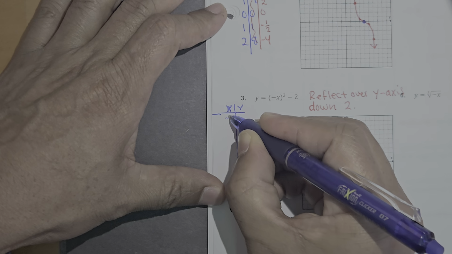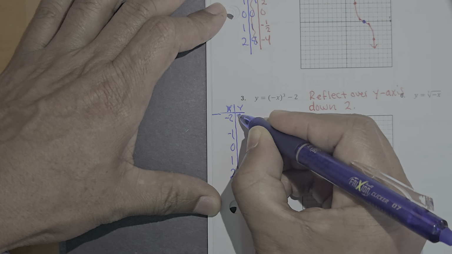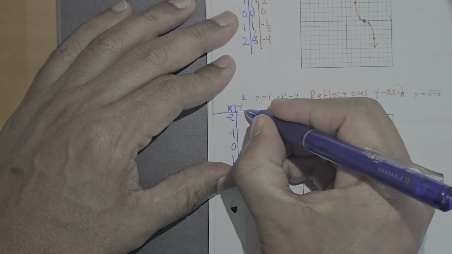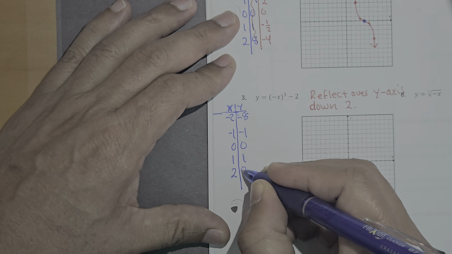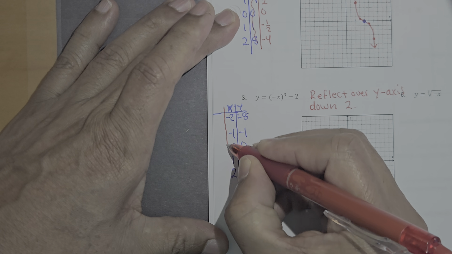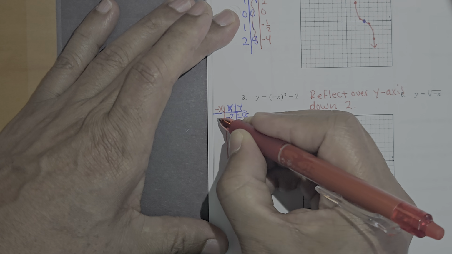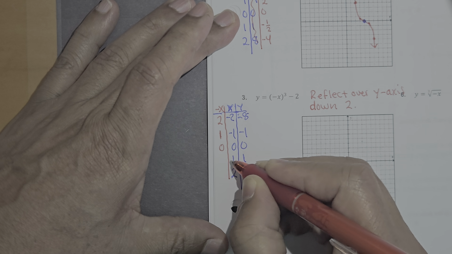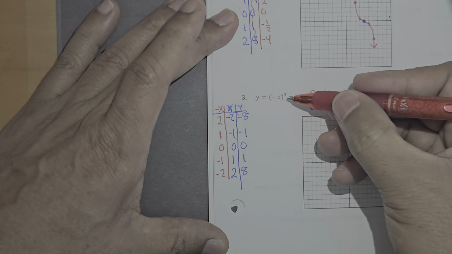Okay, so when x is negative 2, negative 1, 0, 1, and positive 2, y is negative 8, negative 1, 0, 1, and positive 8. Now, that negative changes the sign of the x values. So in this column to the left, I'm going to change the sign of the x value. This changes to positive 2, this changes to positive 1, this stays 0, this changes to negative 1, and the 2 becomes a negative 2. Okay, because of that negative inside of the parentheses.